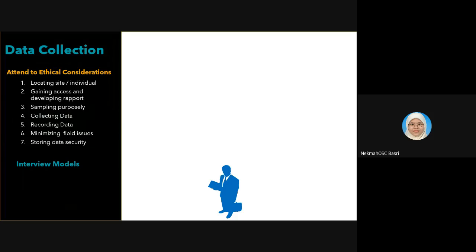And for the interview models, we have structured interview, semi-structured interview, and non-structured interviews. For qualitative, we are using semi-structured, which is about 70%, and structured interview about 30%. The structured interview is mostly about the background of the informant, and then the semi-structured is more about answering our research questions 1, 2, 3, and 4.